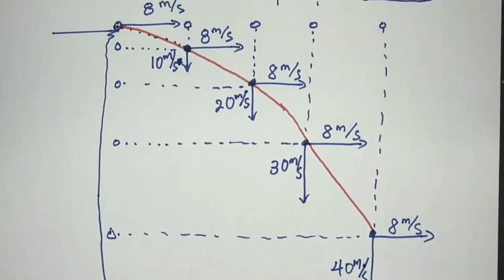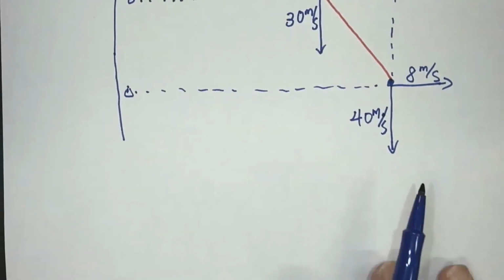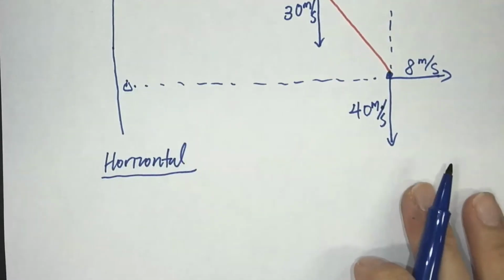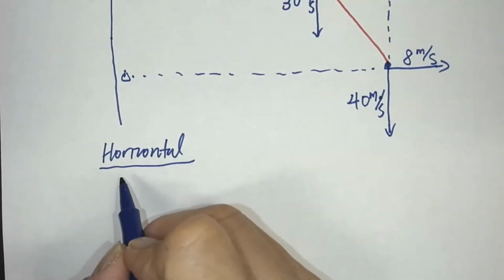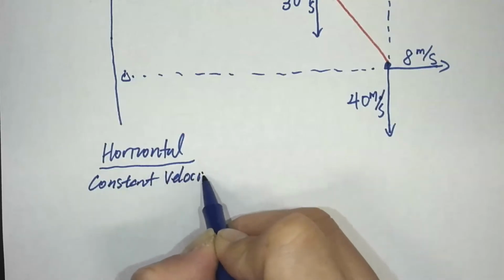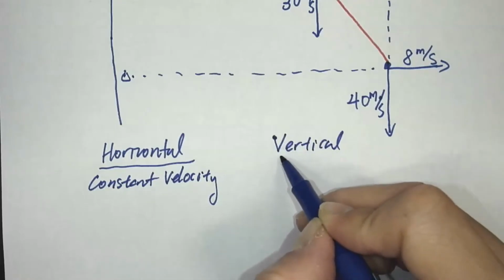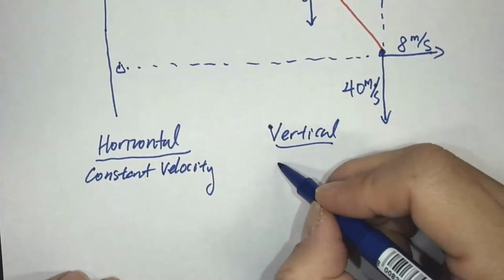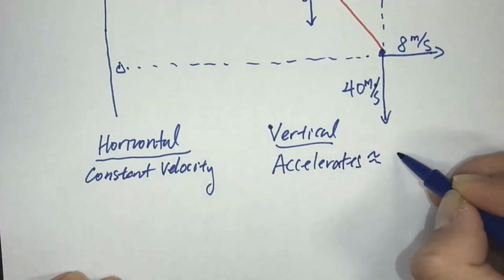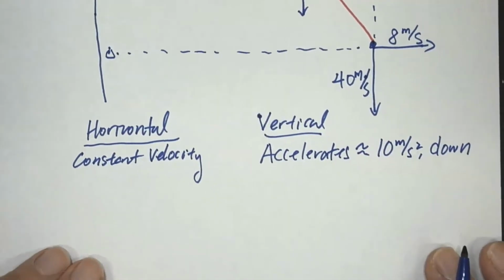Okay, so we want to go ahead and summarize what we have here. In summary, for the horizontal motion, a projectile object will move at constant velocity, and vertically, the vertical motion of the projectile will accelerate at approximately 10 meters per second squared, in the down direction.